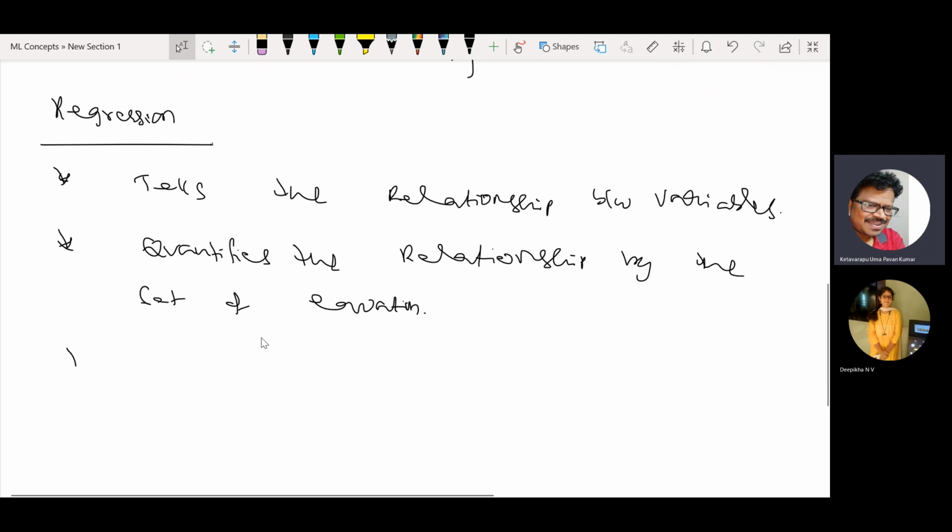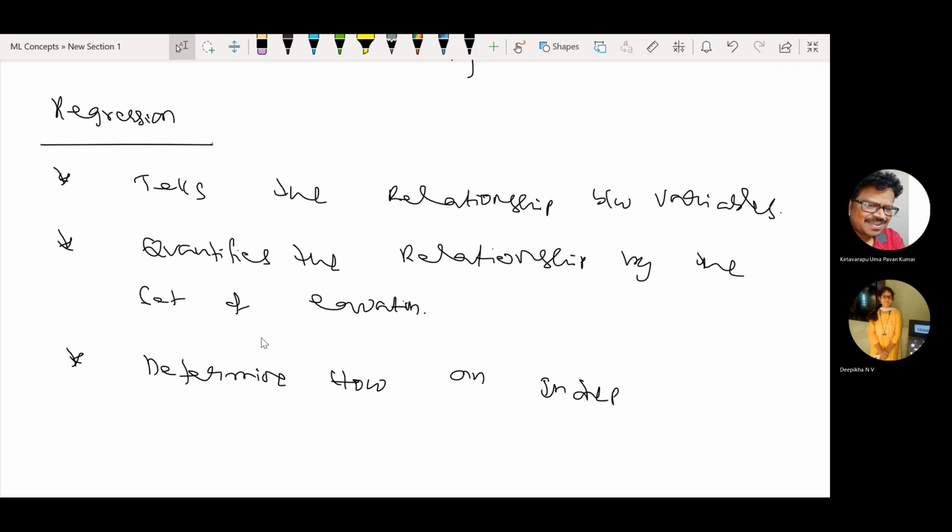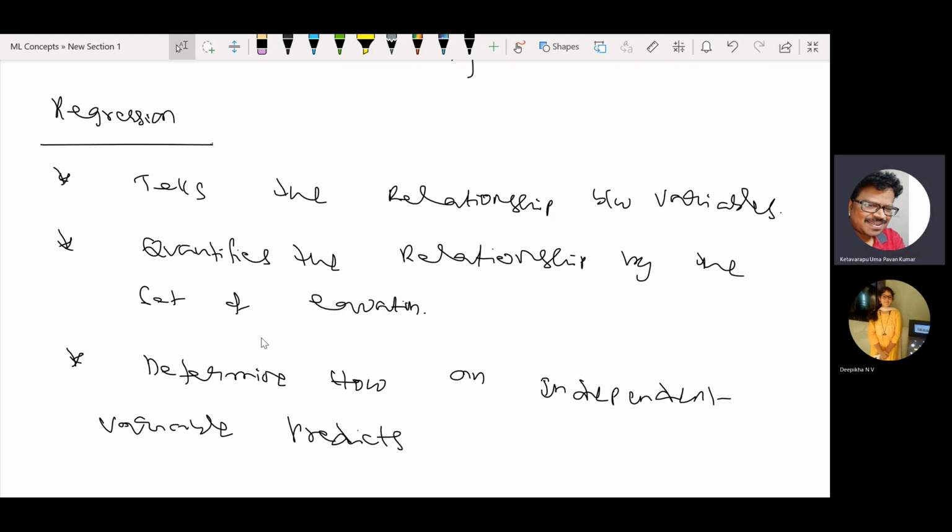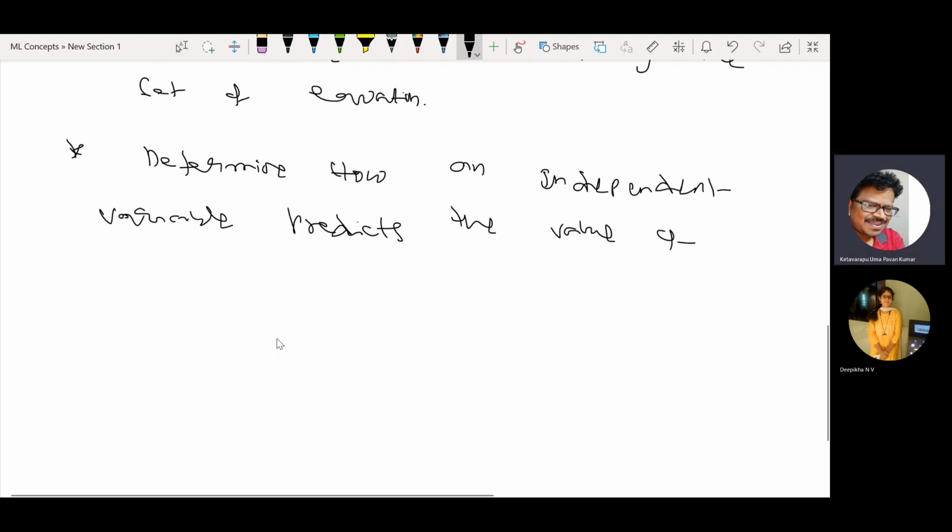And you know, guys, independent and dependent variables in the terminology of machine learning. So it also determines how an independent variable is used to predict the value of the dependent variable.